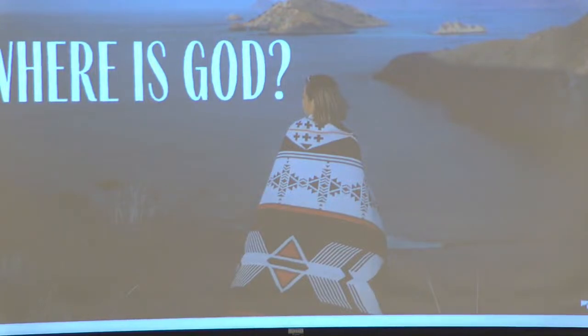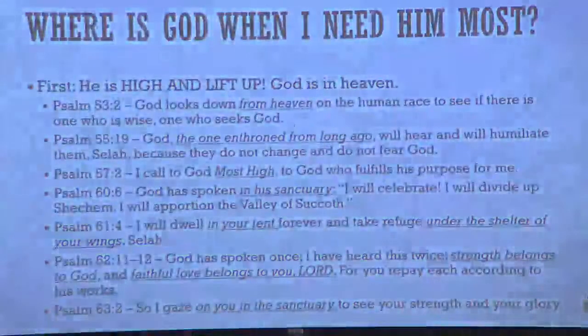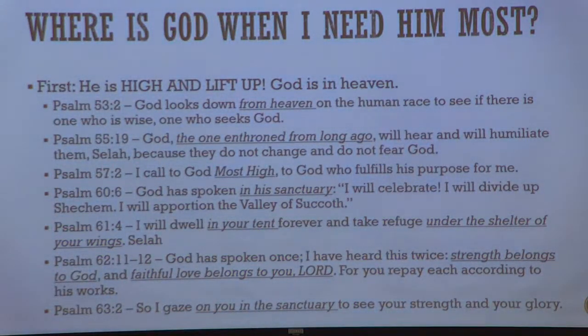And so within these Psalms, we see a twofold answer to that question. So first, within this group of Psalms, where is God when I need him most? First and foremost, he is high and lifted up. He is God. He is in heaven. Psalm 53:2, God looks down from heaven on the human race to see if there is one who is wise, one who seeks God.